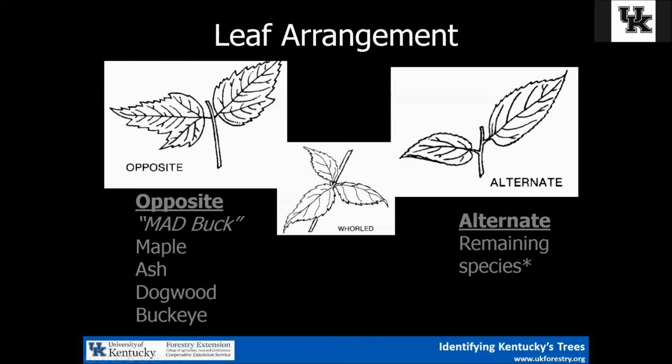We do have one that we see somewhat throughout the state, not a whole lot because we're kind of on the southern tip of its range. It is the whorled pattern where those leaves actually encircle that twig, and that's the northern catalpa. So we'll really be looking mostly at what you're going to see, either opposite or alternate.